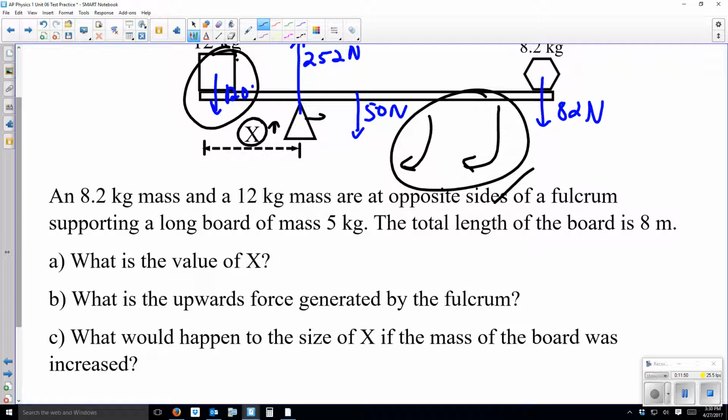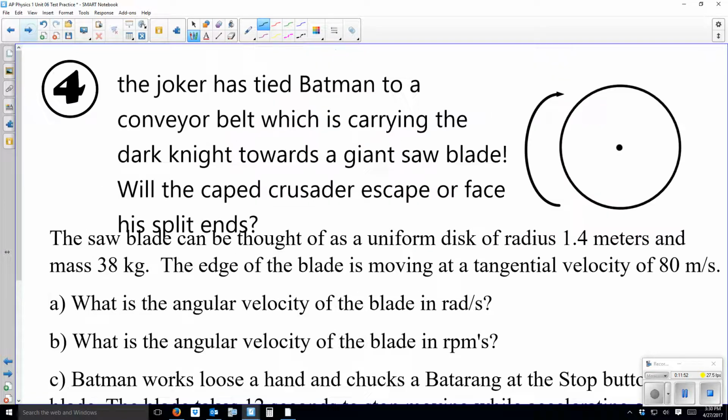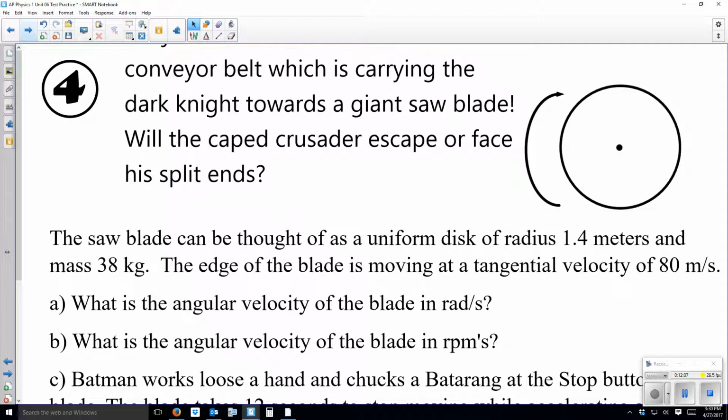Number 4, kind of a setup here. Let's say that the Joker ties Batman to a conveyor belt, as you do, and we have a saw blade that can be thought of as a disc, a uniform disc, with a radius of 1.4 meters.